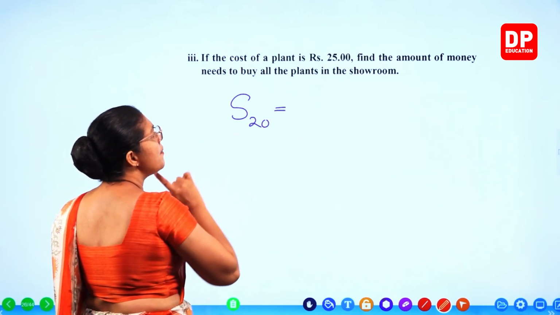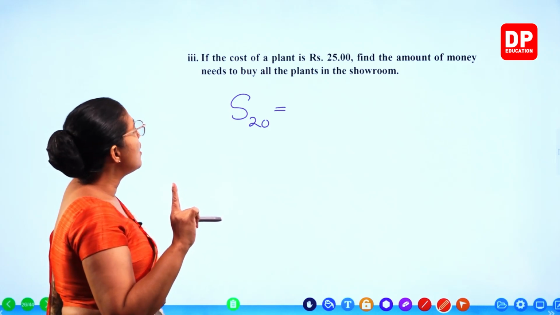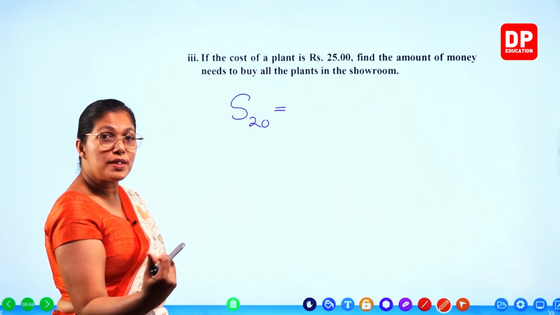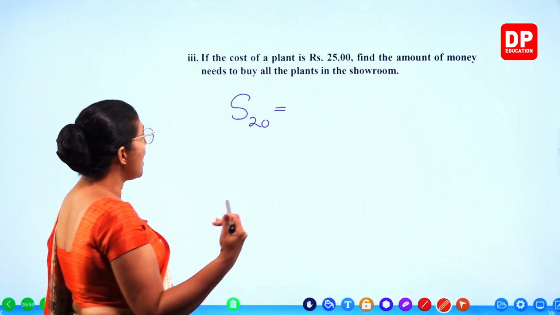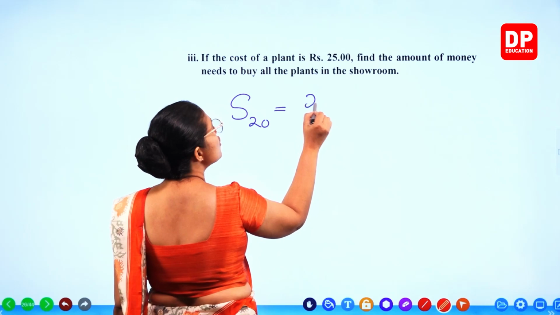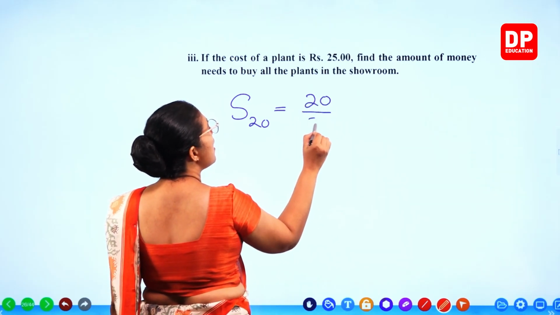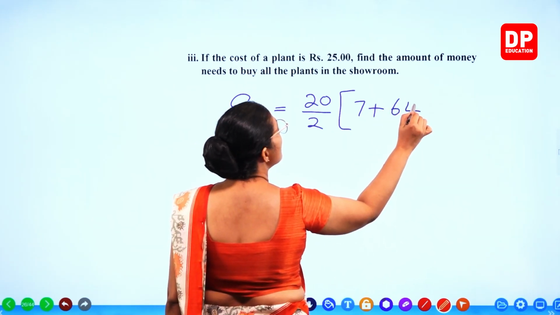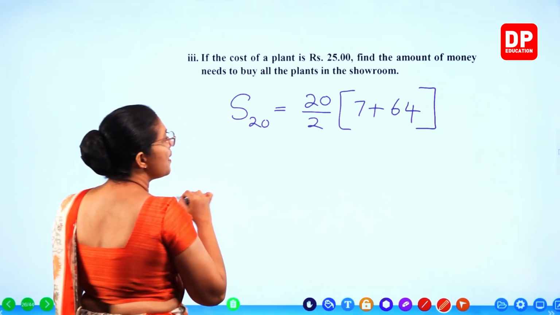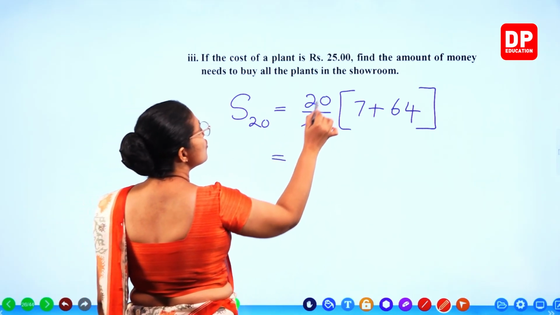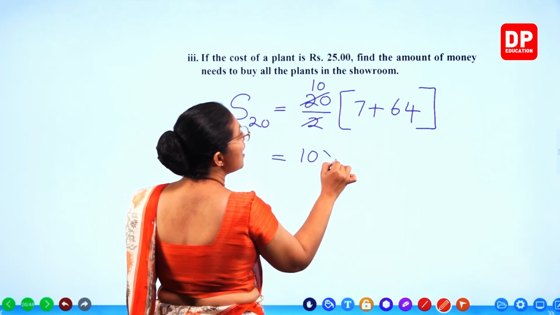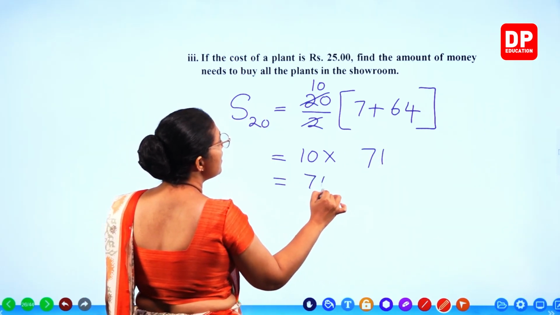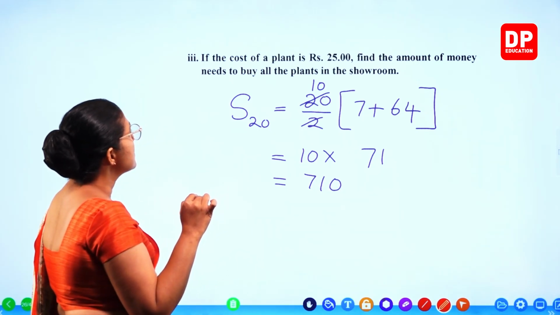That's S20. Which one is the easiest one to apply? Whether the equation with the difference or equation with the last term. We know the last term, so we can use the equation with the last term. N divided by 2. First term is 7. Last term, we got that 64 plants are there. So 2 times 10, 10 times 71. That means 710 plants are there.